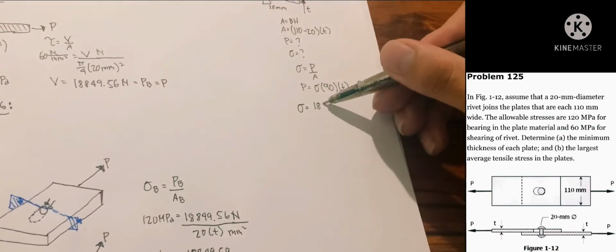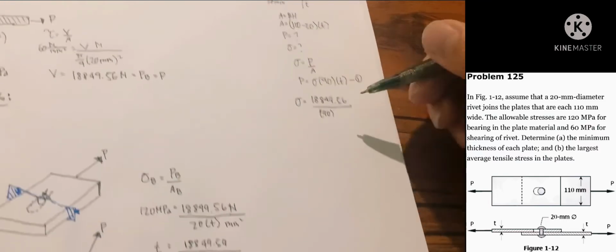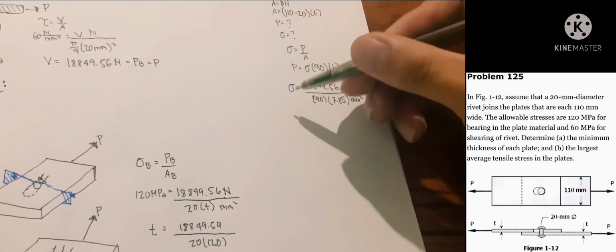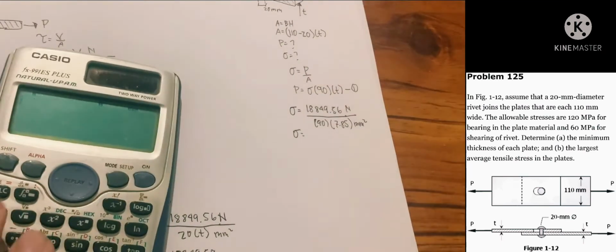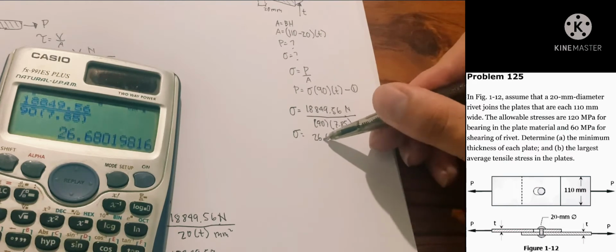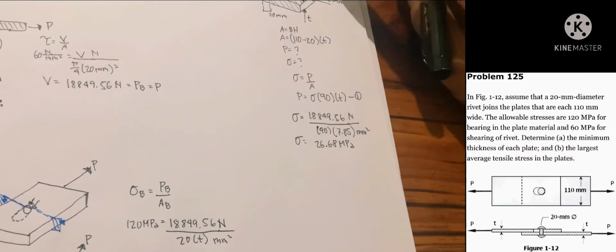So we can calculate for our normal stress already. Let us substitute 90 times T is our area, and our load is the same as our V and our P sub B. So we would have 26.68 megapascals. That is all for our first problem.